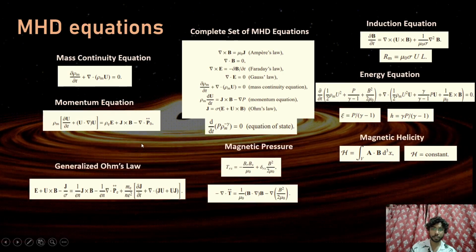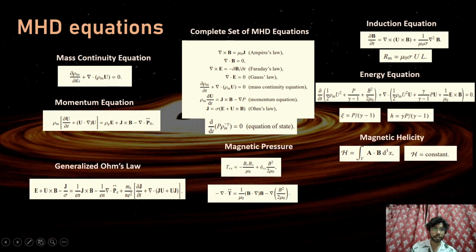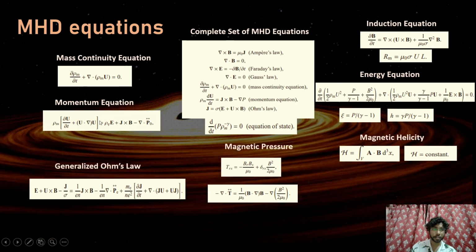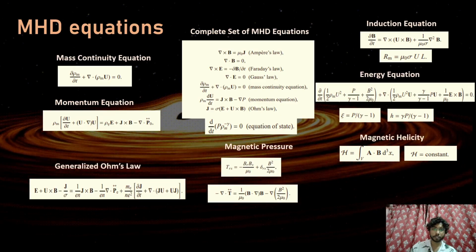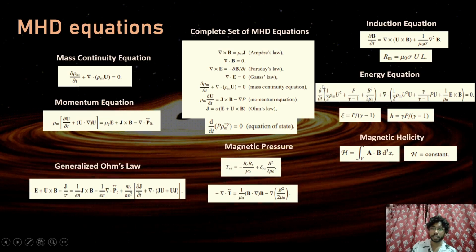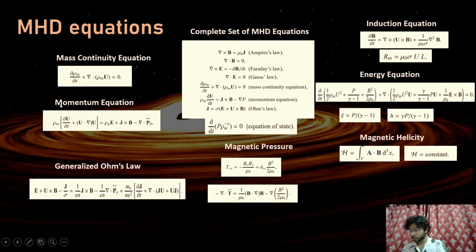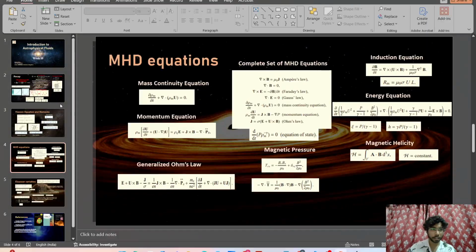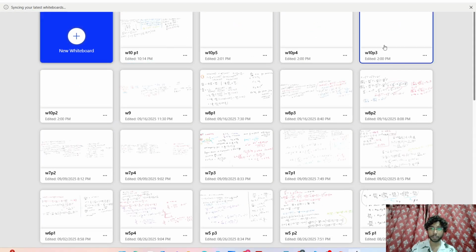In between we do some other stuff. But let me first derive the mass continuity equation and the momentum equation just from the zeroth and the first moment. The second moment will give you the energy equation. So let me go back over here and open a new notebook.